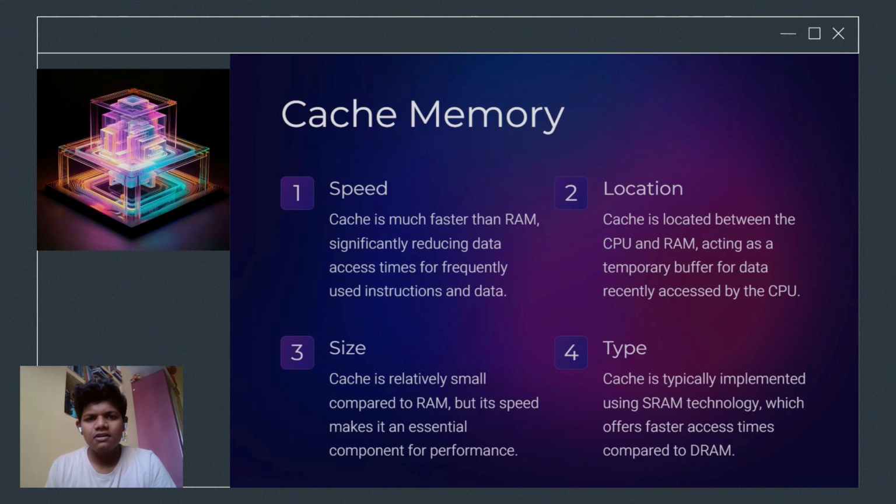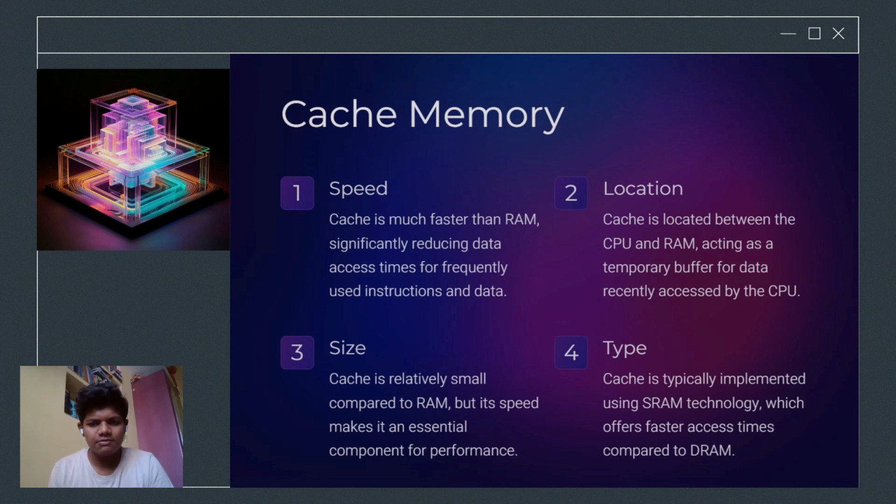Cache memory is also called a temporary storage memory. First one, speed. Cache memory is much faster than RAM, significantly reducing the data access times for frequently used instructions and data. Then cache memory location. Cache memory is located between the CPU and RAM, acting as a temporary buffer for data recently accessed by the CPU. Then size of cache memory. Cache memory is relatively smaller compared to RAM, but its speed makes it an essential component for performance.